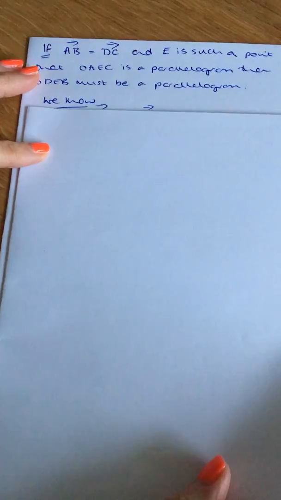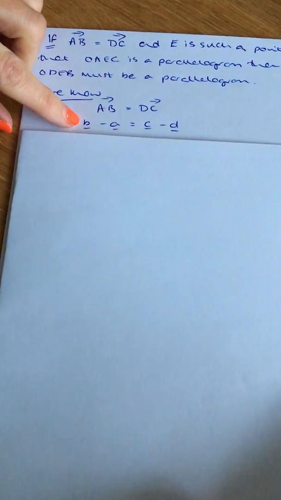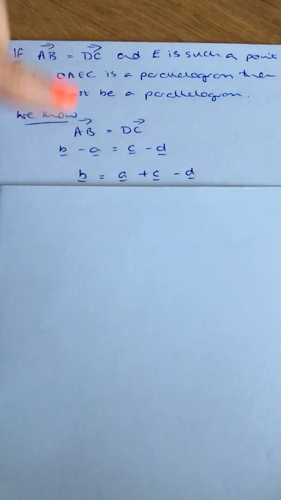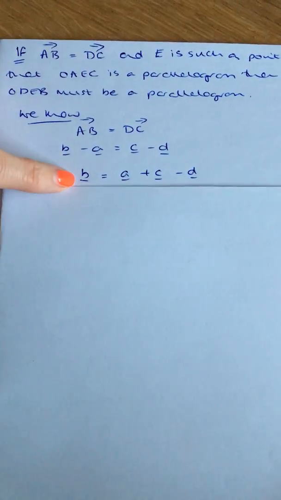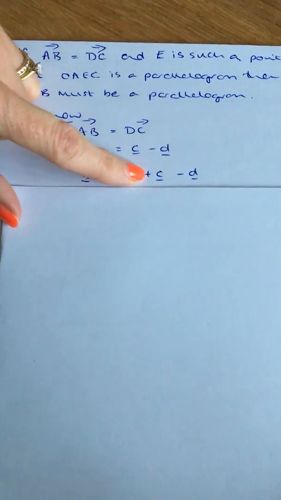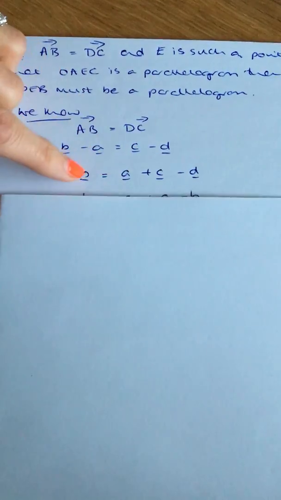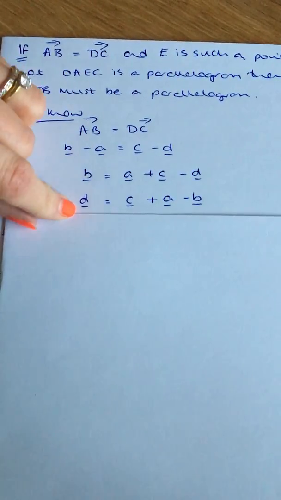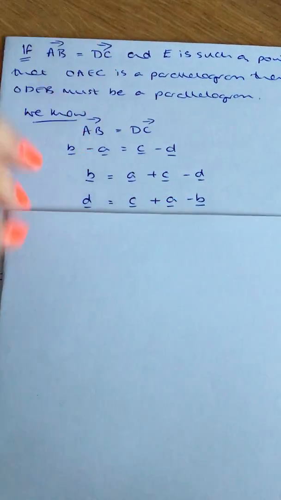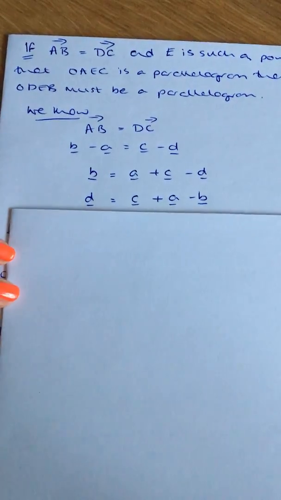Right, we're going to start with what we know. If AB is equal to DC, then we know that B minus A has got to be equal to C minus D. Now we can rearrange this equation in a number of different ways, okay? But for now, we're going to move it so we've got the vector B is equal to A plus C minus D, and the vector D is equal to C plus A minus B. Okay, so we'll leave those there.